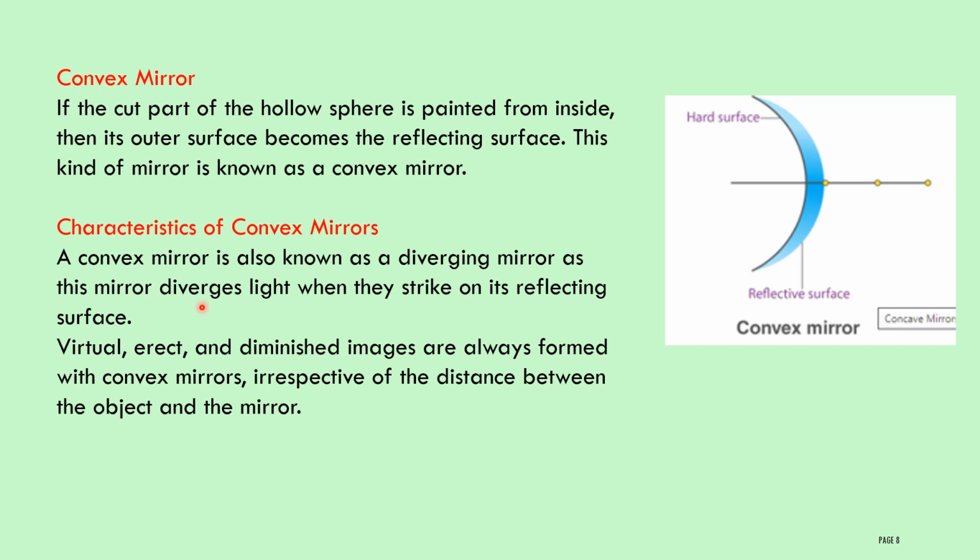Here, which type of image do you get? A virtual, erect and diminished image is always formed with a convex mirror, irrespective of the distance between the object and the mirror. In the case of a convex mirror, you will get a virtual, erect and diminished image. The image formed does not depend upon the position of the object and the mirror. This is the nature of a convex mirror.